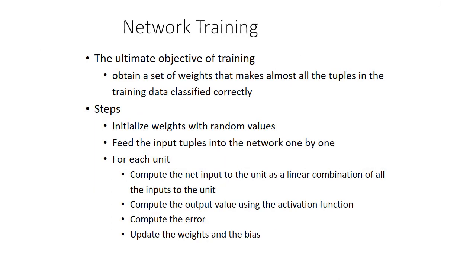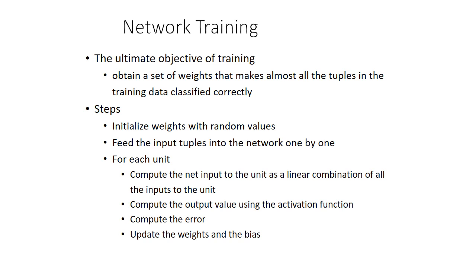Network training. The ultimate objective of training is to obtain a set of weights. Why are we doing training? In order to learn the actual weights so that we can build the model. This is the basic phenomenon of a neural network. If we knew the weights, there would be no need for training. What are the steps? The first step is to initialize weights with random values, as we don't know the actual value of the weights.